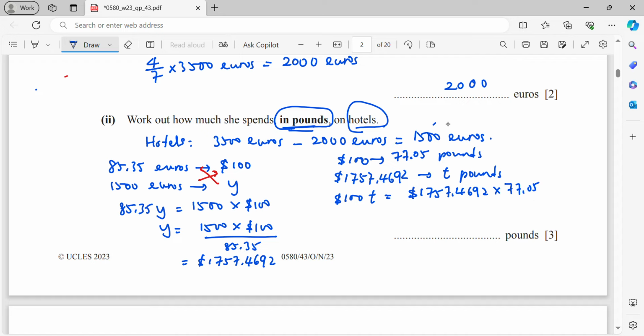Now my T I have to divide by $100. Therefore, this is going to be 1354.13 pounds. So my answer over here, I should write 1354.13. So that's the working for this question.